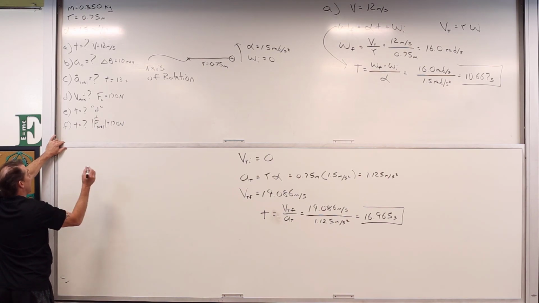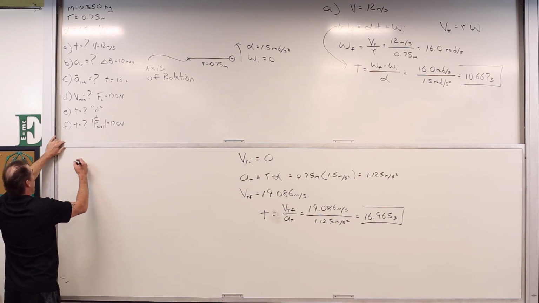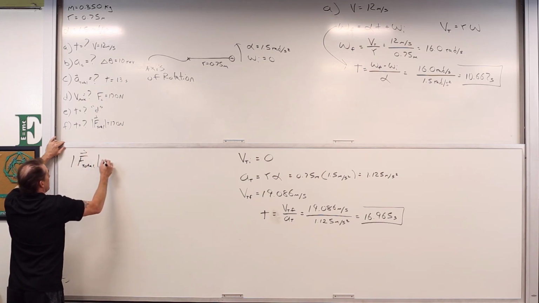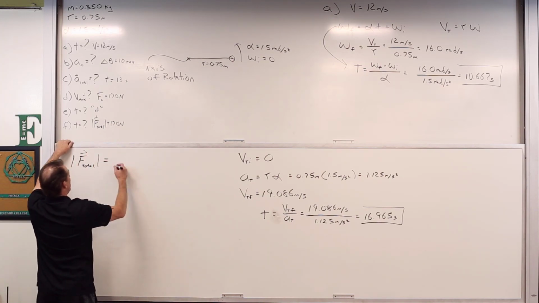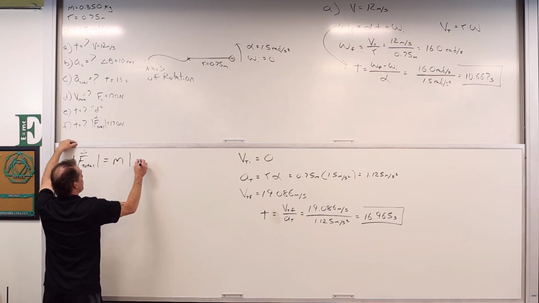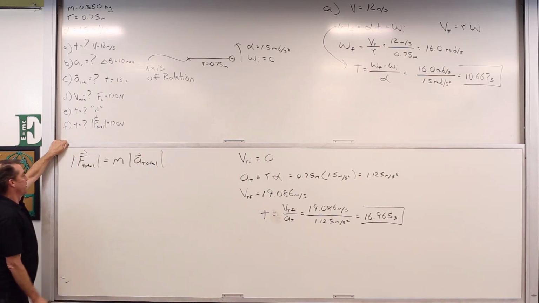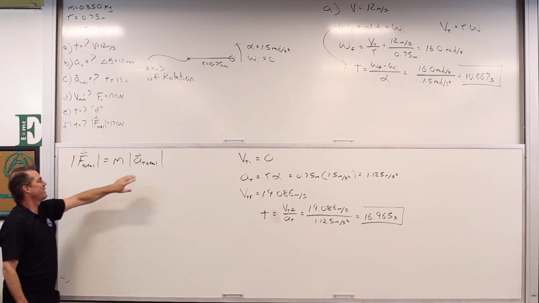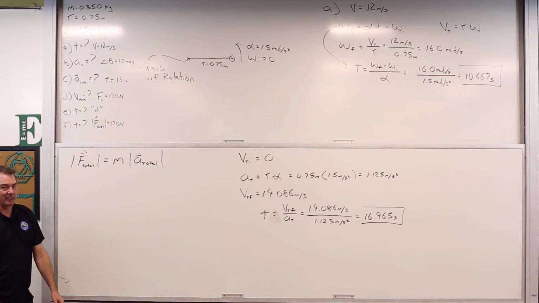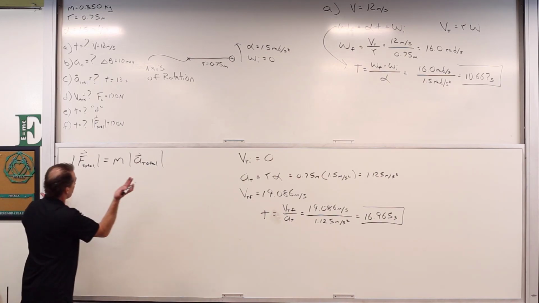Well, let us first go ahead and say that the magnitude of the total force is equal to m times the magnitude of the total acceleration. Why do we do this? Because it's going to be easier just to look at that total acceleration and correlate it with this.